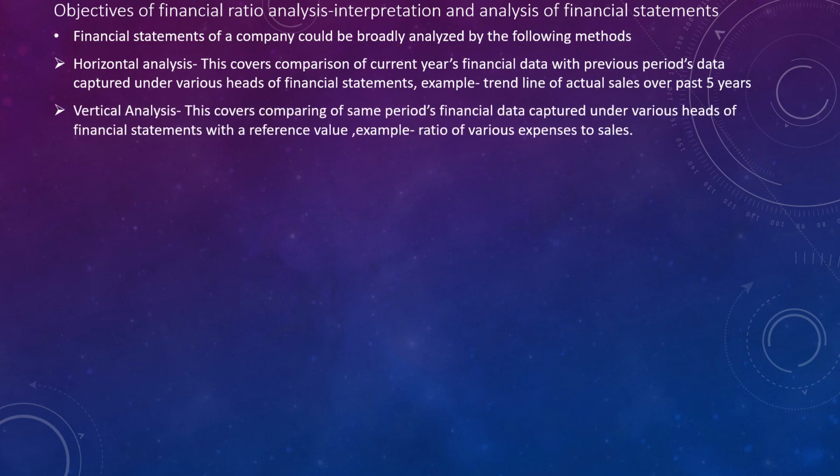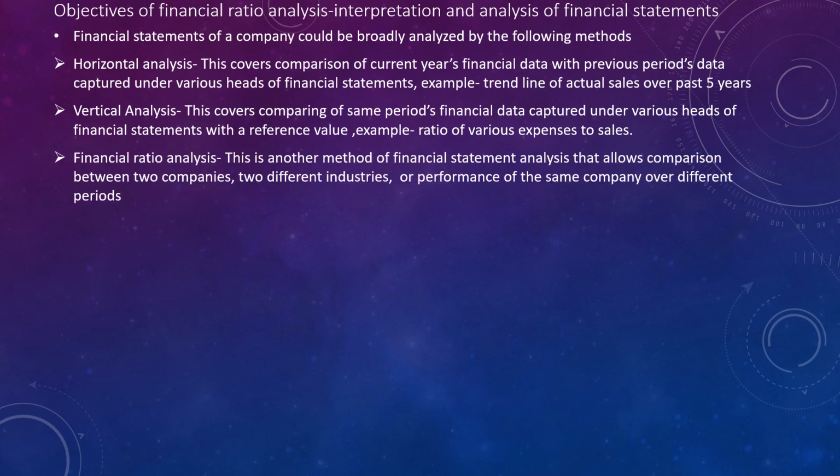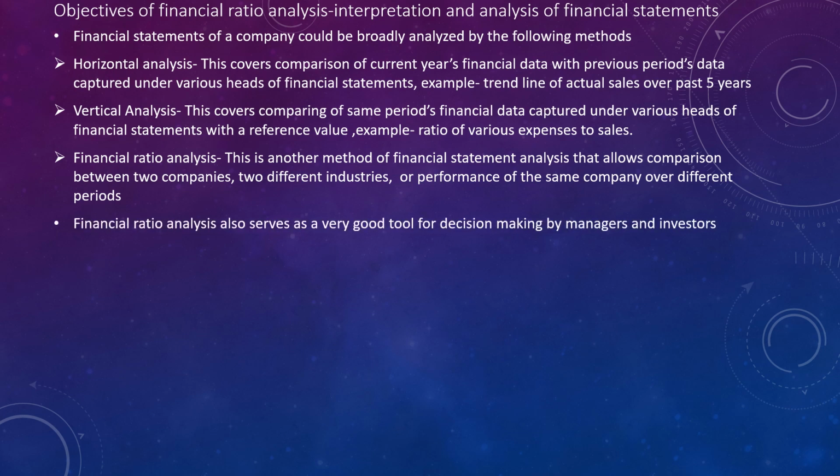Vertical analysis. This covers comparing the same period's financial data captured under various heads of financial statements with a reference value. Example, ratio of various expenses to sales. Financial ratio analysis. This is another method of financial statement analysis that allows comparison between two companies, two different industries, or performance of the same company over different periods. Financial ratio analysis also serves as a very good tool for decision making by managers and investors.